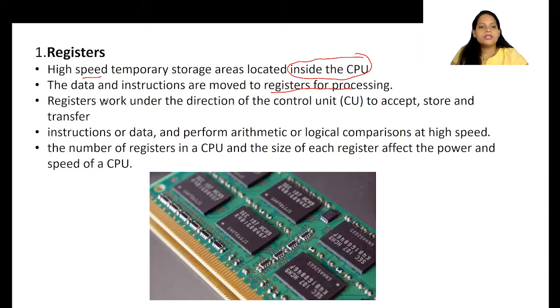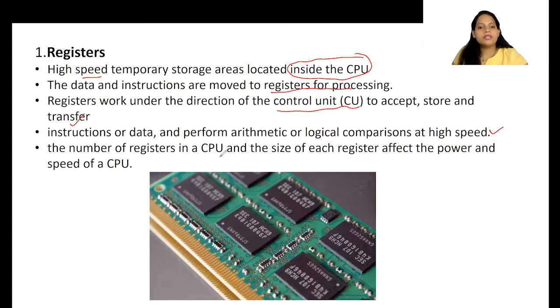Registers work under the direction of the control unit. This we have seen, isn't it? The control unit controls the major operations of the entire computer. So it works under the direction of the control unit to accept, store and transfer. The control unit is the one which tells the register which data to accept, which data to store and which data to be transferred back. Registers perform arithmetic or logical comparisons at high speed. This is the feature of our register.